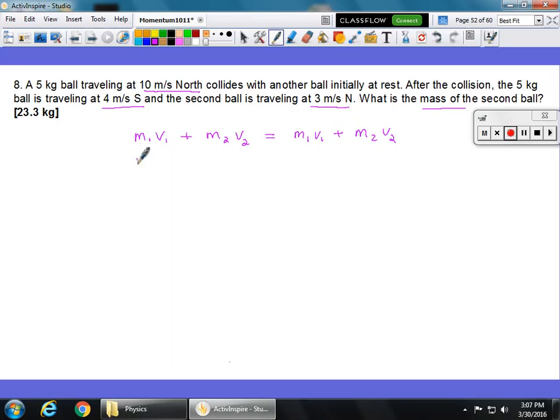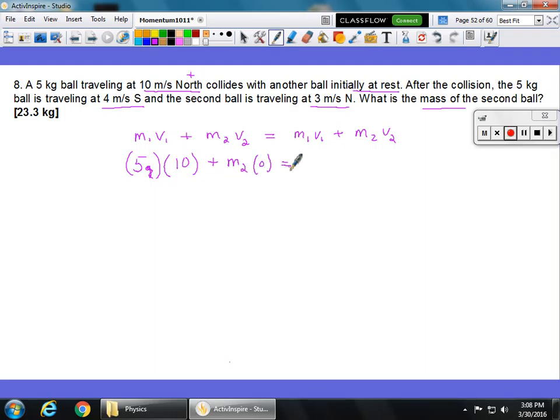We have a 5 kilogram ball. It's going to be our object number 1. I'll leave out the units for now. It's traveling 10 meters per second north. North we call positive, so I'm going to call that positive 10 meters per second. The second object, we don't know what the mass is, but it tells us it's initially at rest. If something's at rest, that means the velocity is going to be 0.